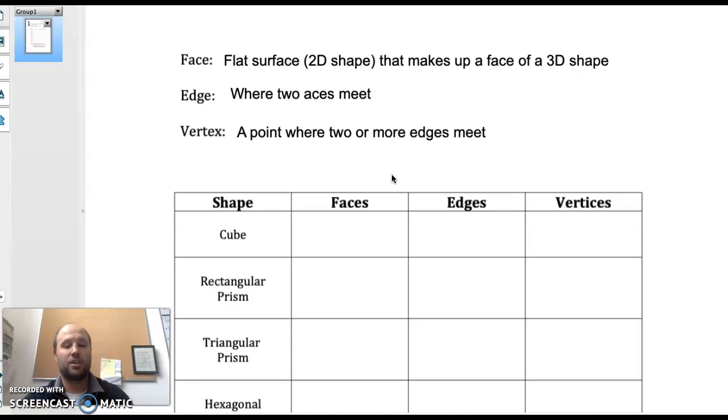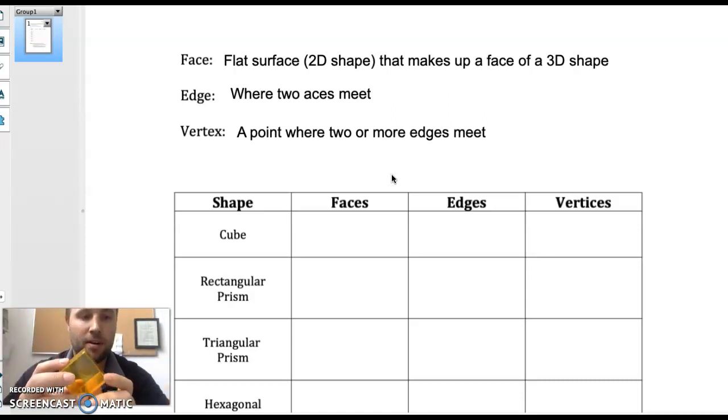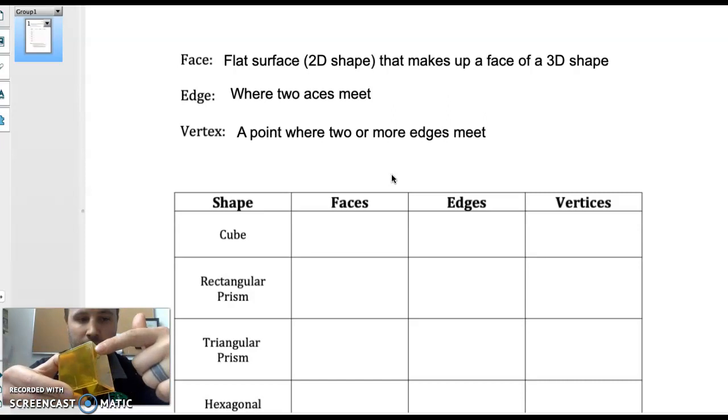An edge is where two faces meet. I'll tilt my camera here. If you look where these two faces meet like this, this piece right here is an edge. This face gets here, this face comes here, and you can run your finger along it. It's an edge, like an edge of a table. So where two flat surfaces meet, that's an edge.